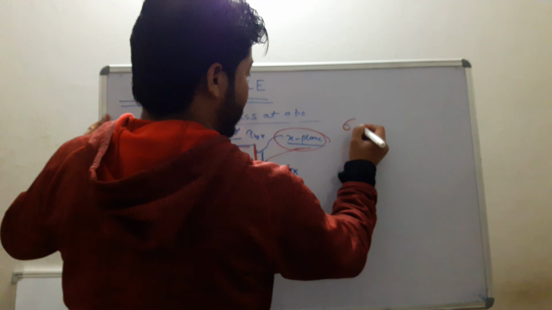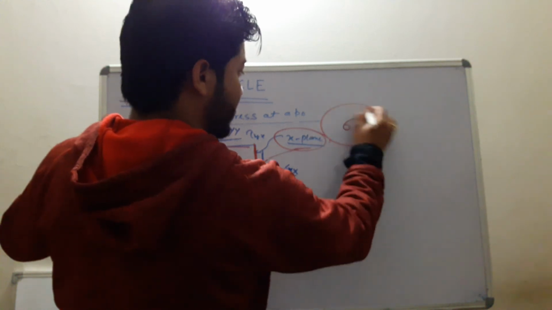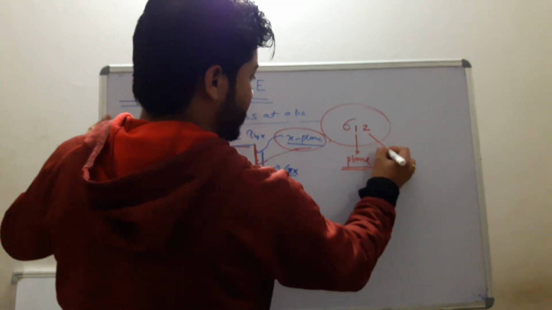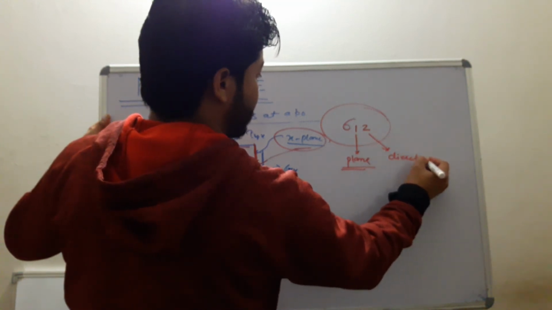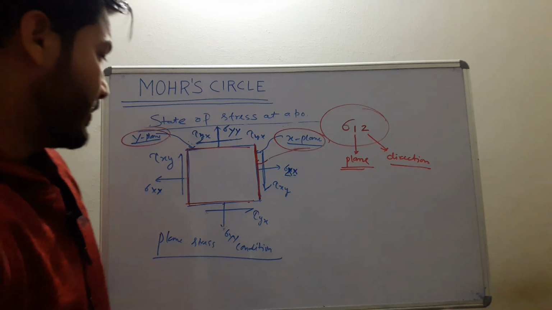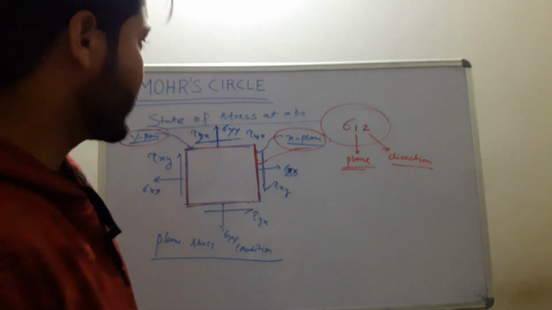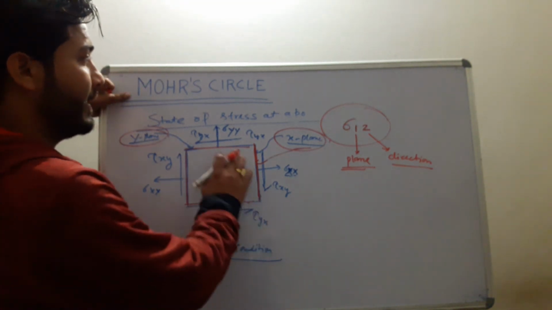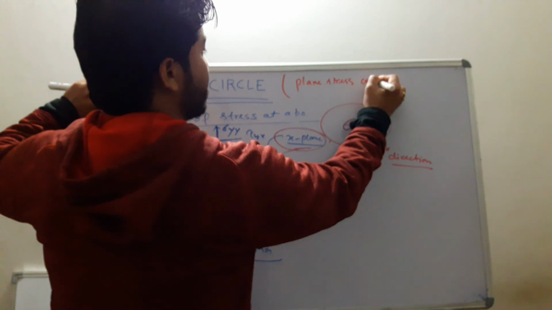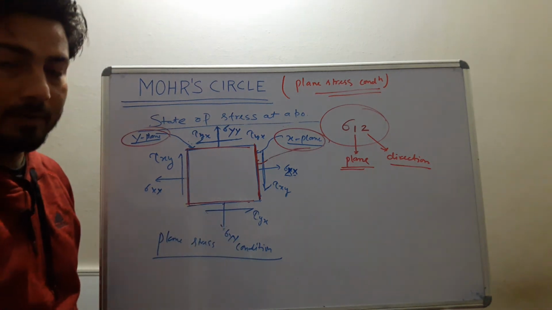Here I want to write again: for any stress component, the first subscript is for the plane and the second subscript is for the direction. Okay, that is it for today. In the next lecture we will construct a Mohr circle for the plane stress condition. Okay, thank you very much.